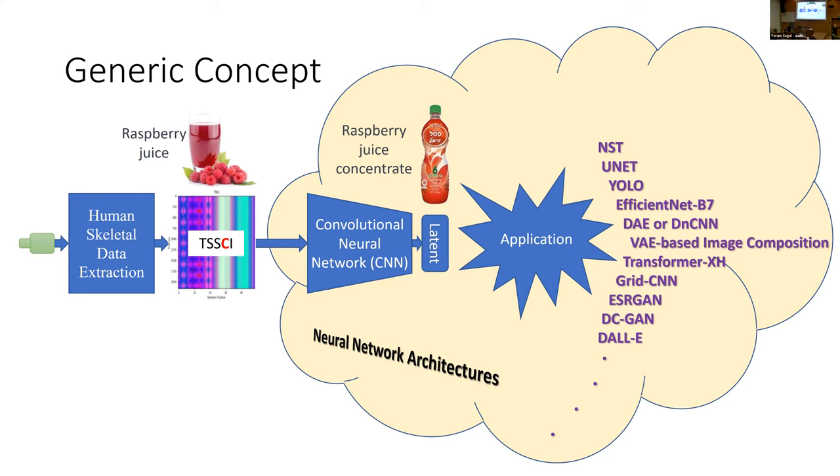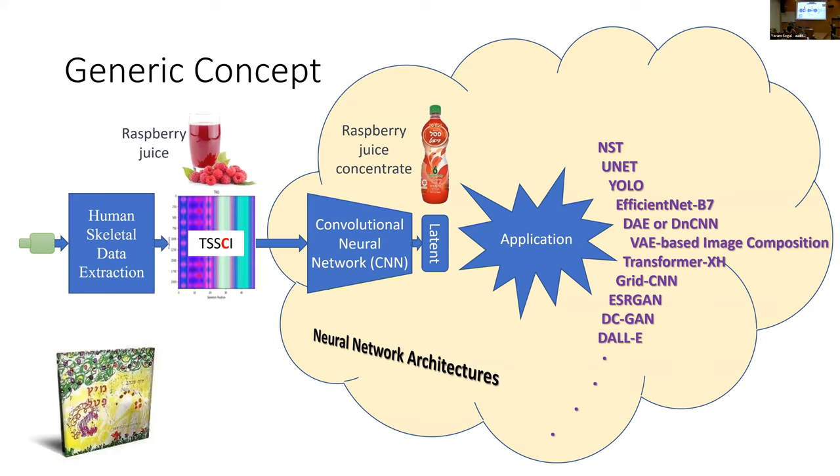So if the image is the raspberry juice, then the latent is only the mixed fetid of the data. It's the juice concentrate of the data. So now I believe that you know who is mixed fetid. Yes, now you have the answer.